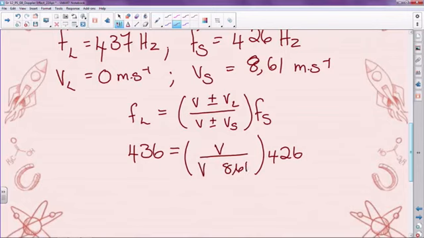Now we make a decision as to whether we plus or minus. The 426 must become a bigger number. In order for it to become a bigger number, the number in the bracket must be bigger than 1. The only way that can happen is if the number at the bottom of the fraction is smaller than the number at the top. So I'm minusing the 8,61. Now it's a maths problem, because I know I'm going to get a number bigger than 1 in the bracket, times it by 426, I get 436. Or is it 437?